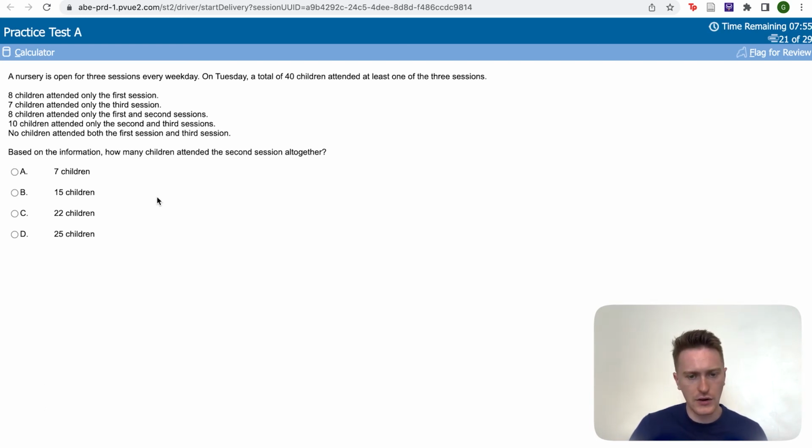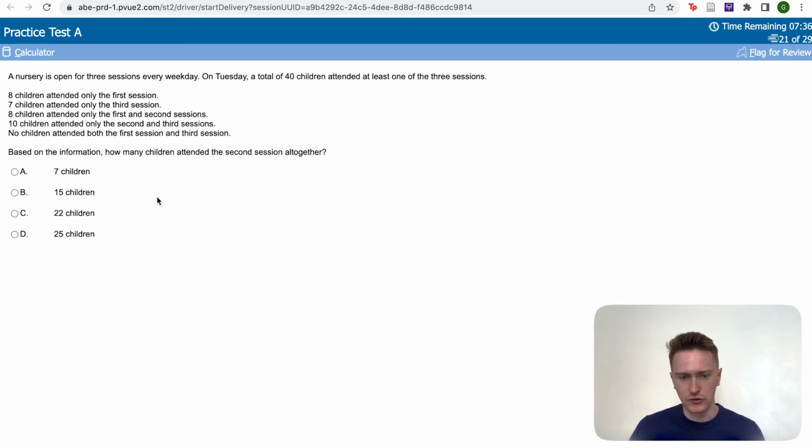10 children attended only the second and the third sessions. And no children attended both the first and the third session. Okay, now after we've done that, we've got to bear in mind the original information that was told. There were 40 children. Let's add up what we've got: 8 plus 8 plus 10 plus 7.